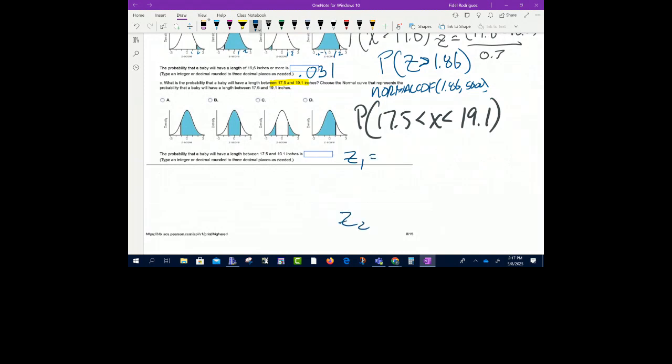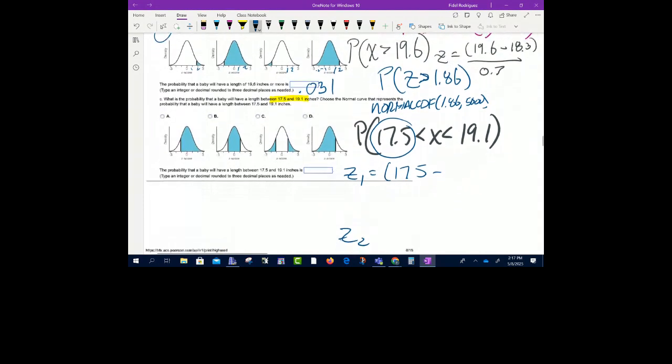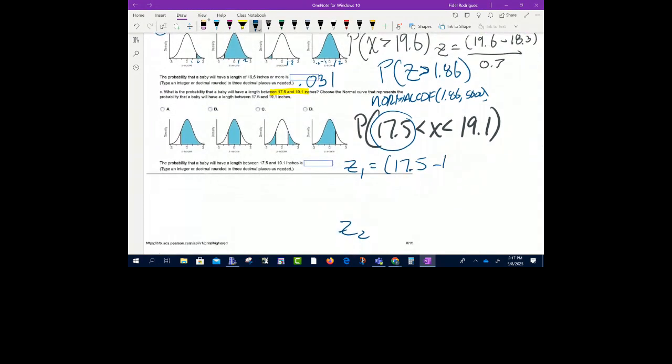Okay. So the first time, y'all, I'm going to use that x value. I'm going to go 17.5 minus, I believe our mu was 18.3, and we're going to divide it by 0.7. And the second time, we're going to use this guy: 19.1 minus 18.3 divided by 0.7, right? I don't need that other big parenthesis right there. Boom, there we go.